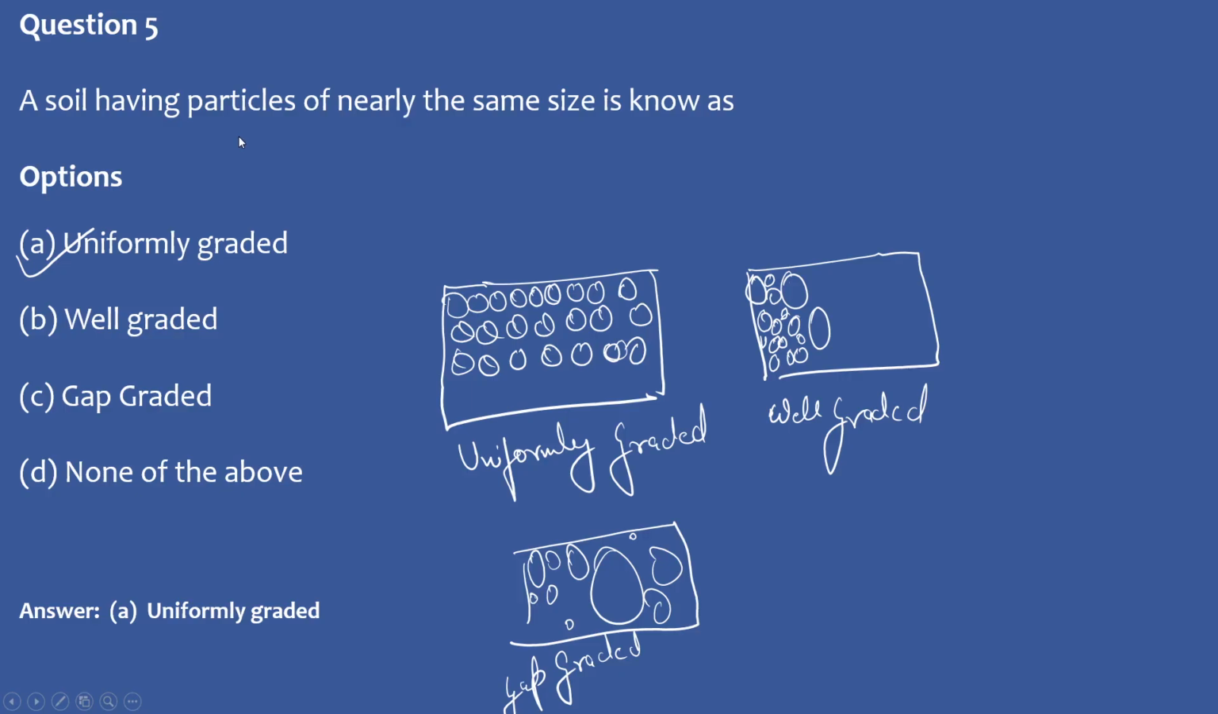So as per our question, we need to select the option which has particles of nearly the same size. We call that matrix uniformly graded. So your answer is E.